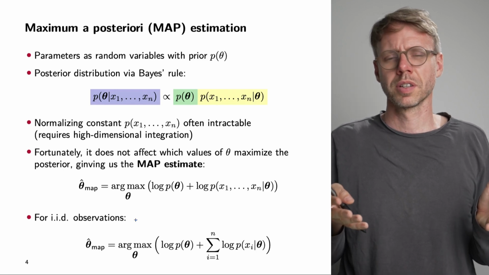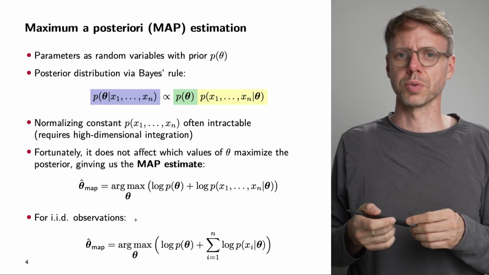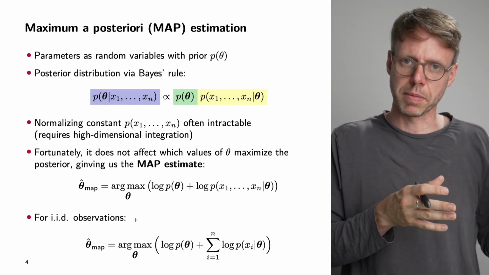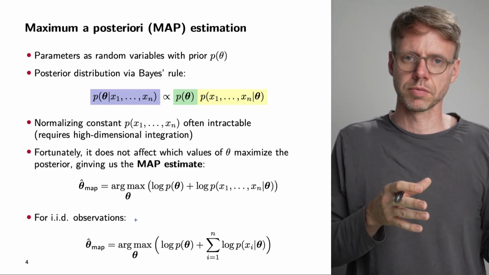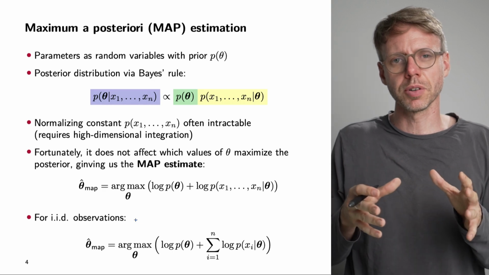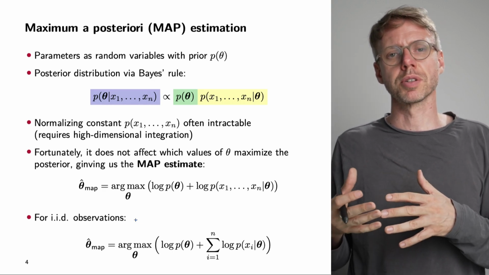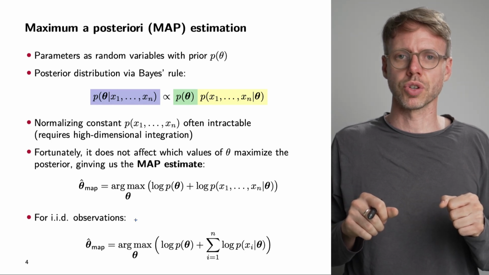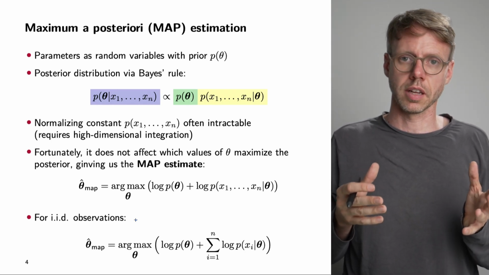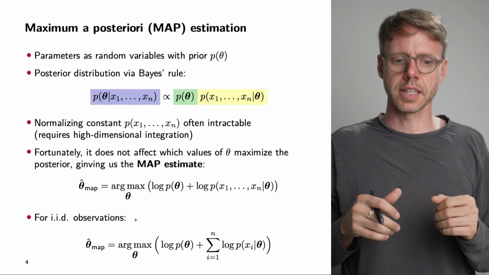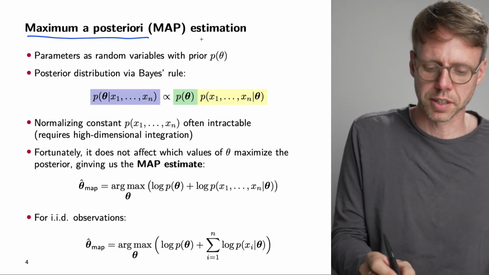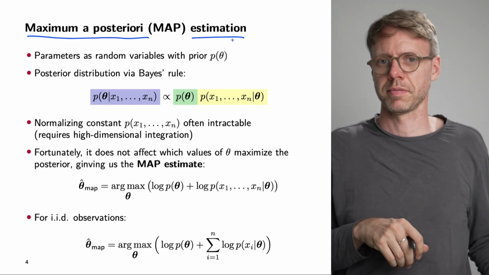Well, we could, of course, do something similar to what we did before in the frequentist setting, where we maximize the likelihood. Now, instead of maximizing the likelihood, we have the posterior distribution. Let's look at this and maximize the posterior distribution. And that actually is a very common inference technique that is known as maximum a posteriori estimation, or MAP estimation.